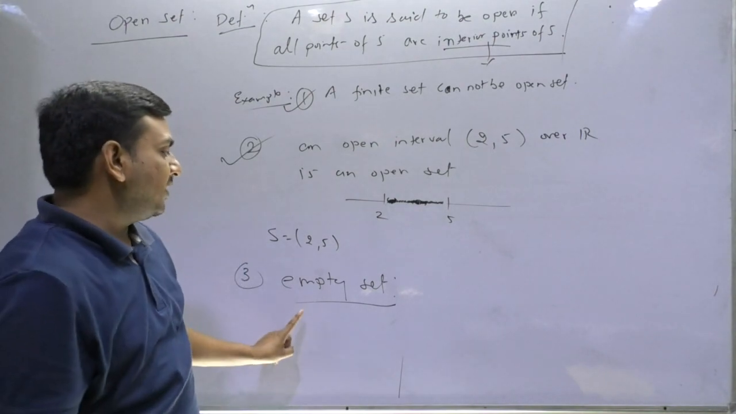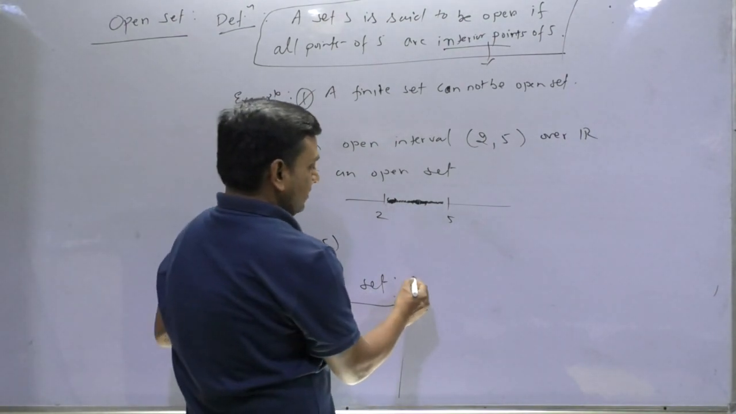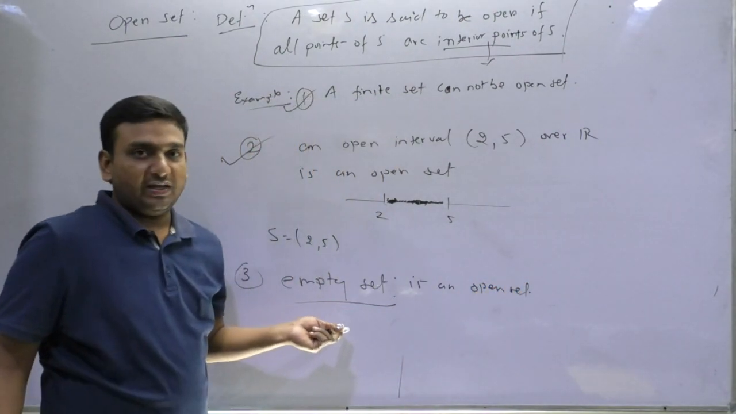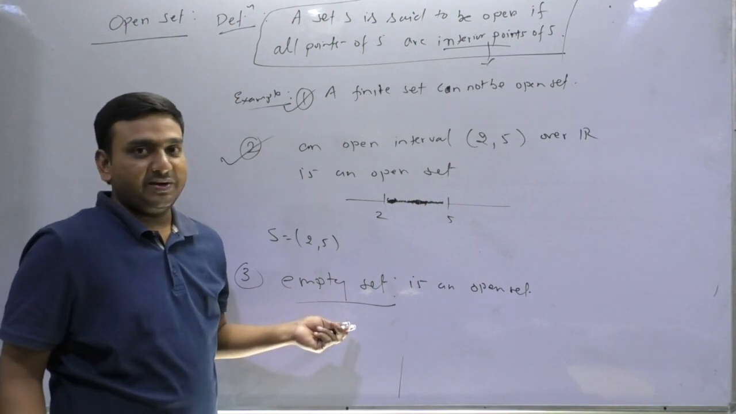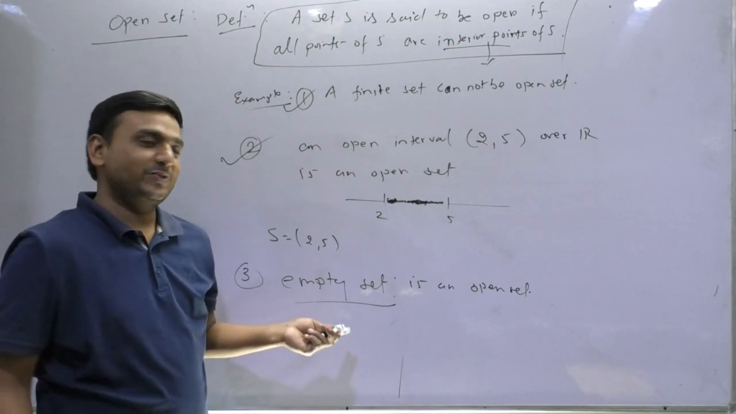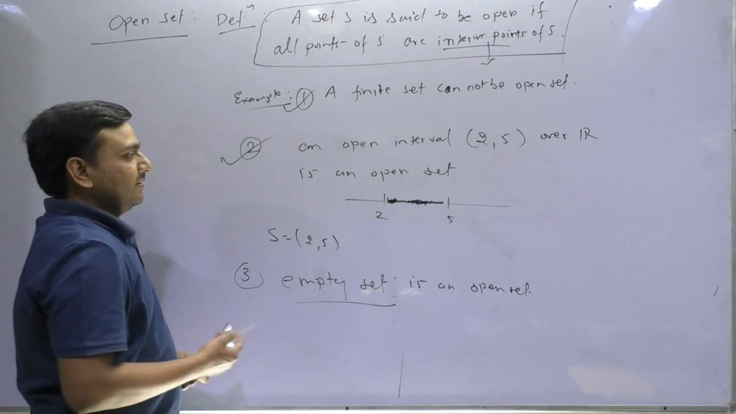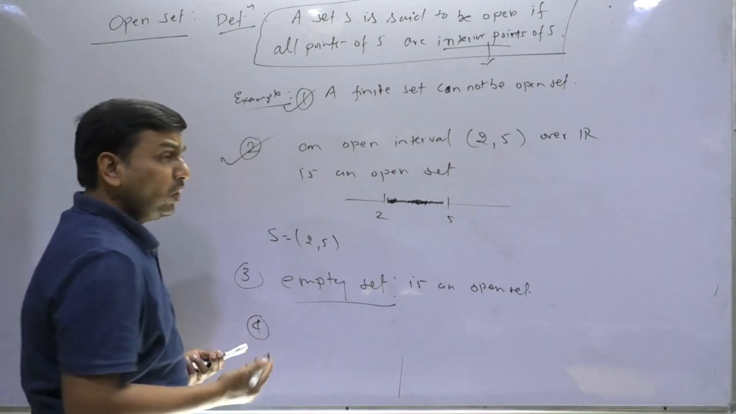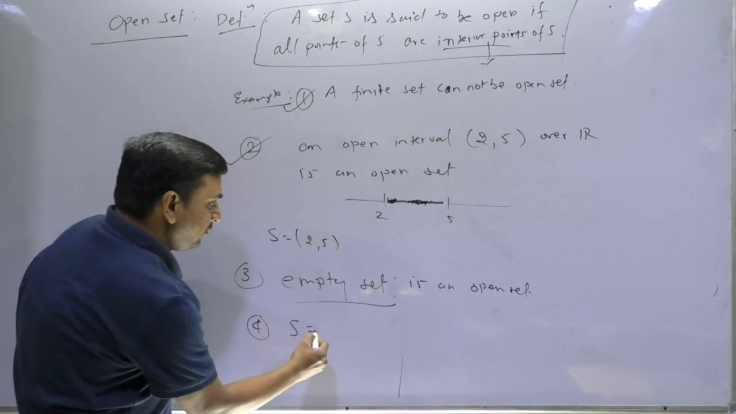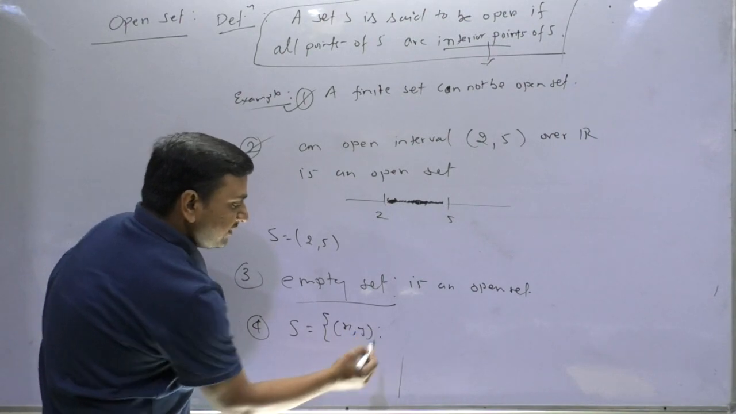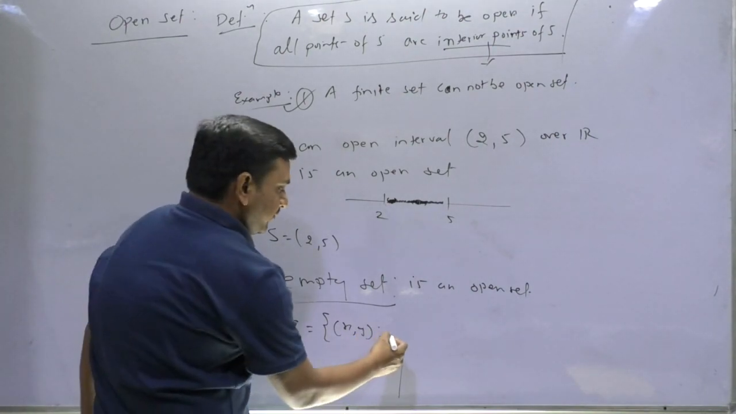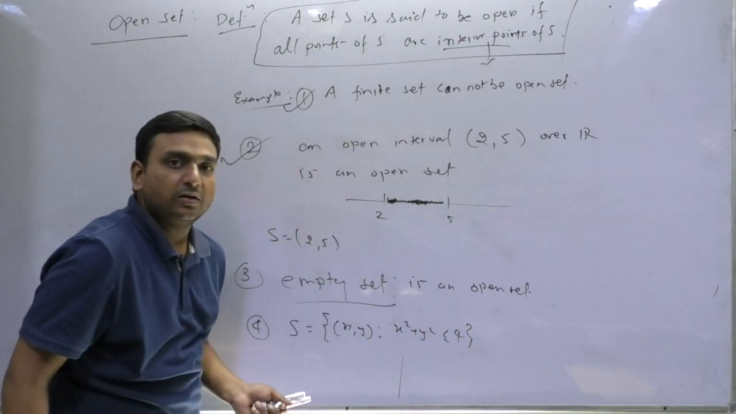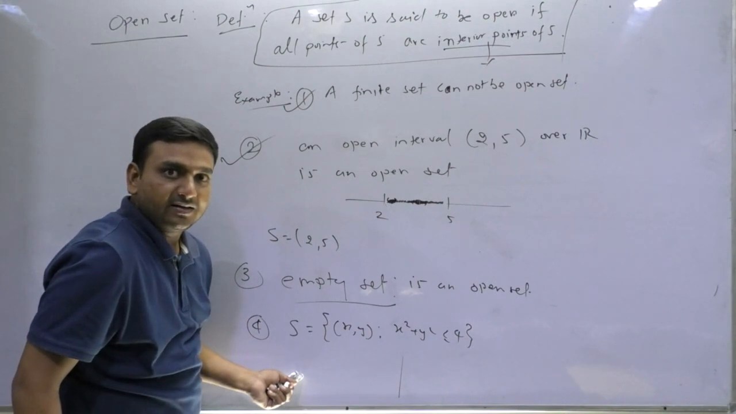Getting it? So here, why is the empty set open? Because it has no element, so each element is an interior point of it. So this is an open set. You can derive any example, not only over the real line. Suppose I take the collection of all those x and y such that x squared plus y squared is less than or equal to 4. So this is not an open set.